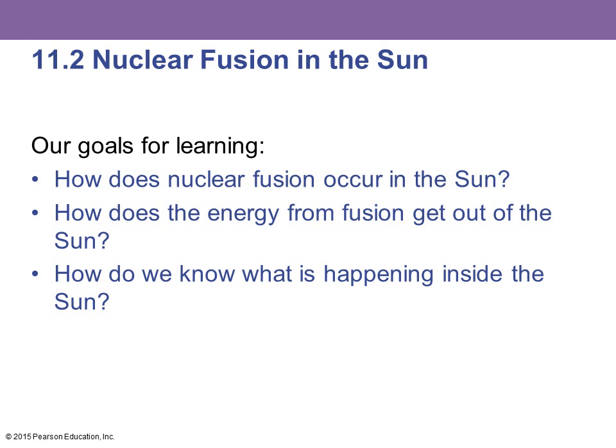So in section 11.2, we're going to look at nuclear fusion in the Sun and try to keep it as simple as possible. How does nuclear fusion occur in the Sun? How does the energy from fusion get out of the Sun? And how do we know what's happening inside the Sun?